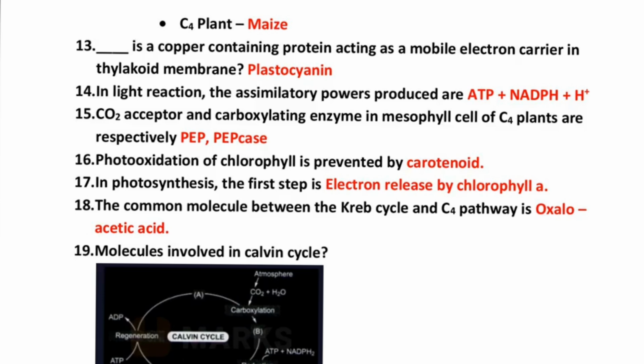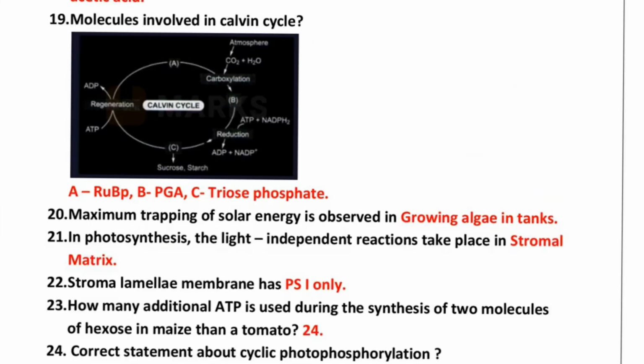Photooxidation of chlorophyll is prevented by carotenoid. In photosynthesis, the first step is electron release by chlorophyll a. The common molecule between the Krebs cycle and C4 pathway is oxaloacetic acid. Molecules involved in Calvin cycle: A. RuBP, B. PGA, C. Triose phosphate.